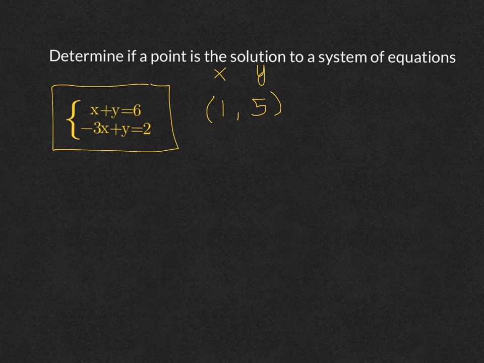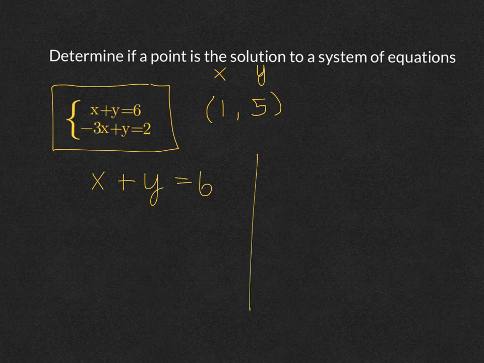So let's start with the first equation, x plus y equals 6. I want to plug in the point (1, 5). So x is 1, y is 5. Does 1 plus 5 equal 6? So it works for that equation, but you do have to check it for both equations because it could work for one and not the other.